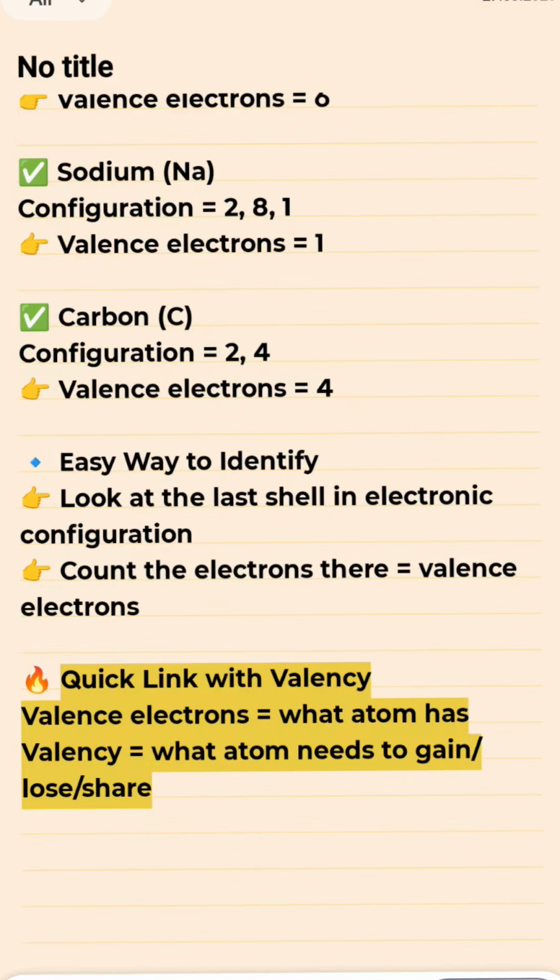So valence electrons are how many electrons the atom has in the outermost shell. Valency is what the atom needs to gain or to lose or to share in order to obtain octet configuration, in order to obtain noble gas like configuration. Duplet is an exception.